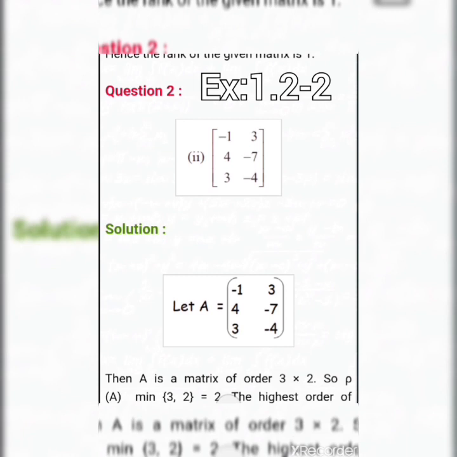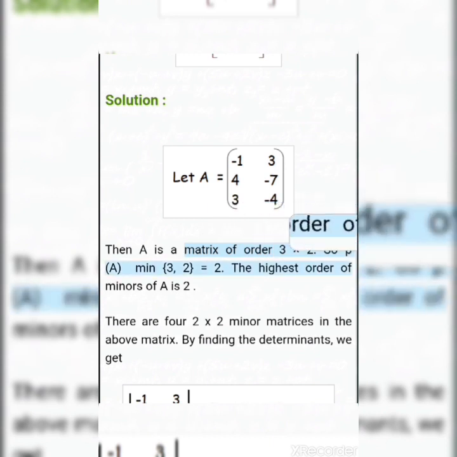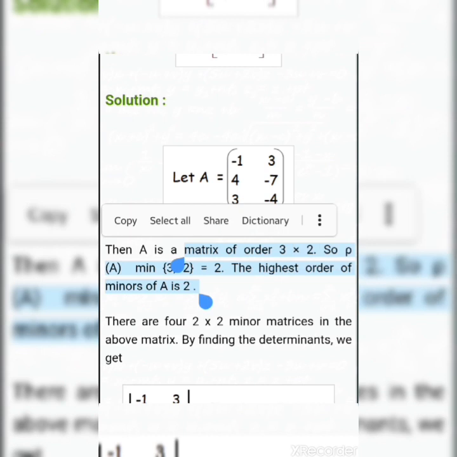Question number 2. Matrix of order 3 by 2: minus 1 3, 4 minus 7, 3 minus 4. Let A equal to this matrix. Then A is not a square matrix. A is a matrix of order 3 by 2. So the rank of A is at most the minimum of 3 comma 2, which is 2. The highest order of a minor of A is 2.